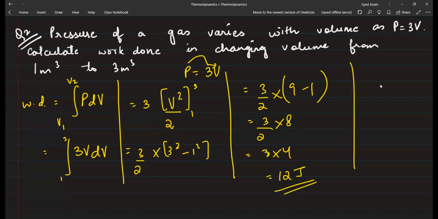I hope everybody remembers the integration. V to the power n is written as V to the power n plus 1 divided by n plus 1. And then you put in the limits V1 to V2 instead of V1. Upper limit minus lower limit. Quickly write this, class.